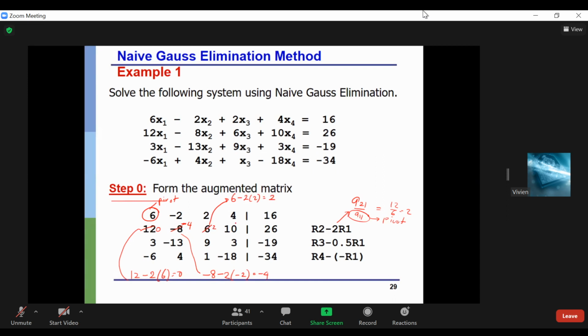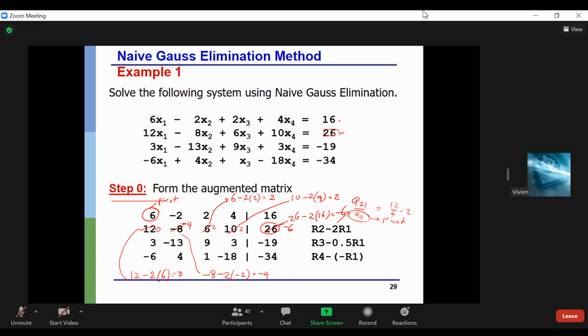And then next we have 10. So we have 10 minus 2 times 4, which is 8. So 10 minus 8 is 2, and that will be updated with 2. And then last, the right-hand side is also changing because we do the subtraction of this equation from that equation. So here we have 26 minus 2 times 16, which is 32. So 26 minus 32 is minus 6. So this will be updated to minus 6.